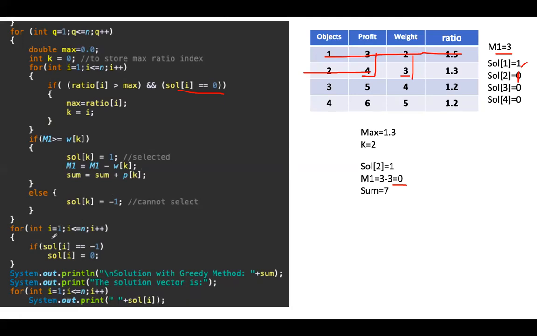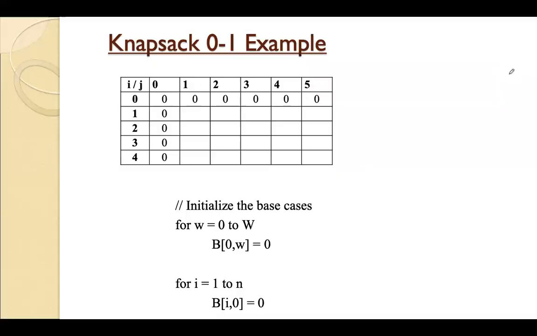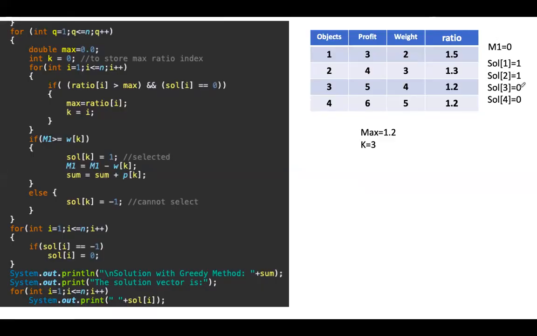So it will finish the iterations and we'll come to the final print statement. Solution with greedy method: the total sum it will print. Sum is nothing but 7 here. That's the profit using the greedy method that we got. And the solution vector, it will print this solution array. That is, it will print 1100. 1100 indicates the first 2 items we have selected.